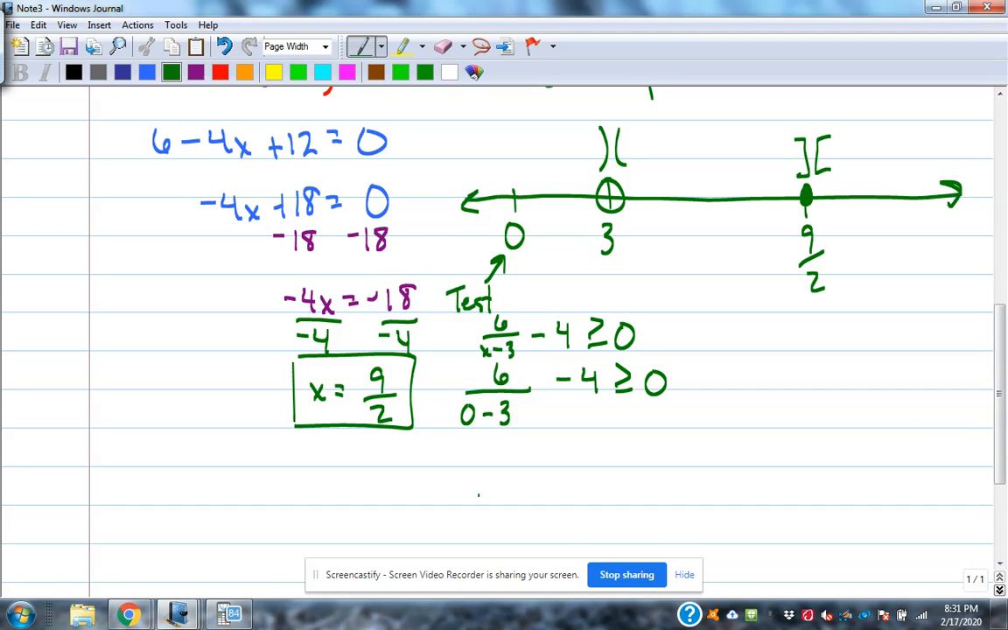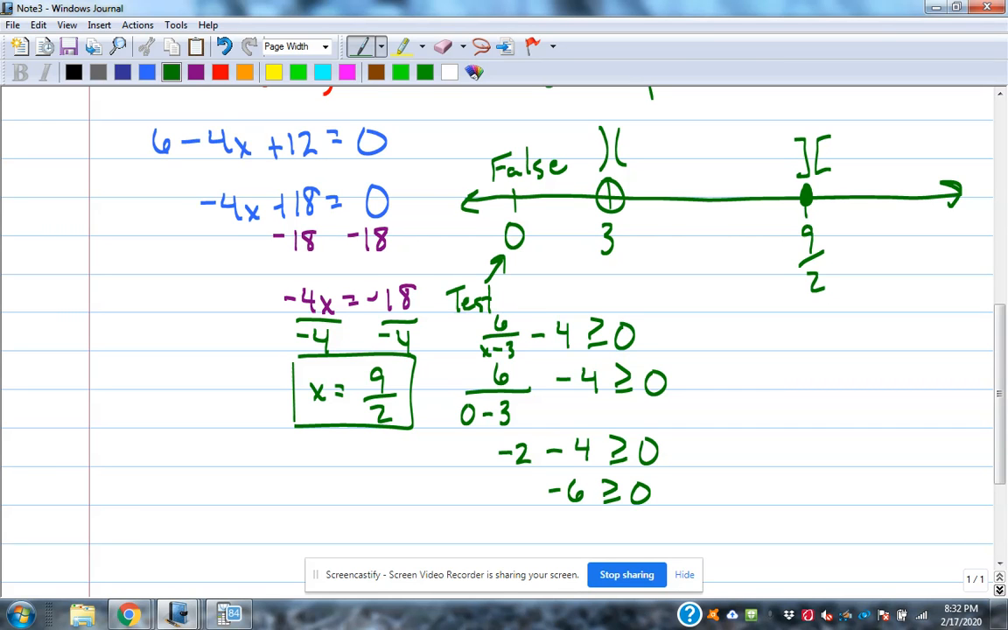What's 6 over negative 3? Negative 2. Negative 2 minus 4. Negative 6. Is negative 6 greater than or equal to 0? No. So this area is false. So that means it's not going to be the answers. Okay? So anything that's less than 3 is not an answer. That's what we found by doing that. By testing an easy number.